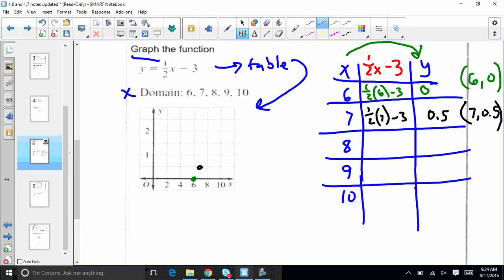If X is 8, then I'll do 1/2 times 8 minus 3. So that's 4 minus 3, which makes 1.